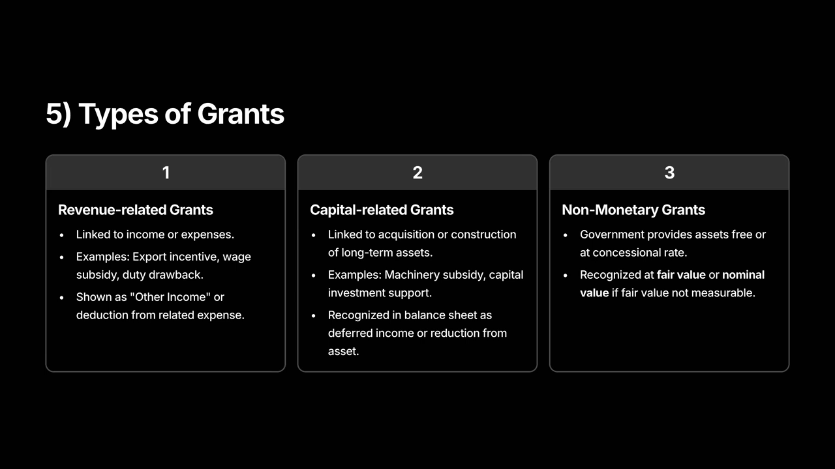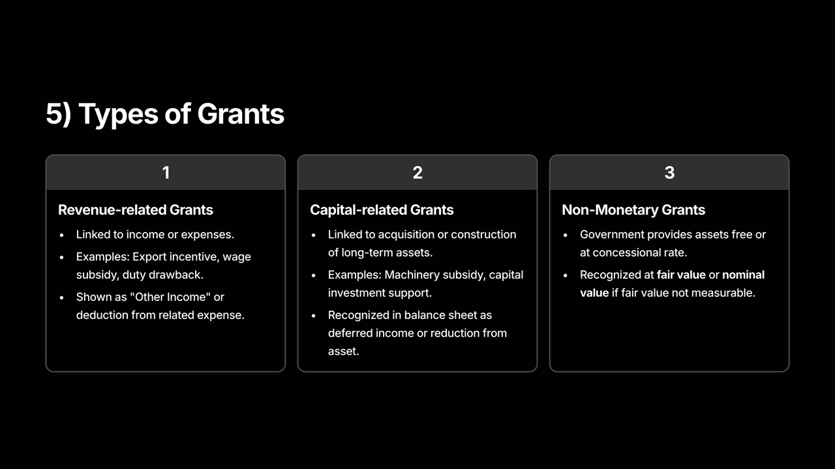Types of grants. We classify government grants into three main categories. A. Revenue-related grants. These are tied to income or expenses, like export incentives, wage subsidies, or duty drawbacks. They appear in your profit and loss statement either as other income or as a deduction from the related expense. For example, a wage subsidy might directly reduce employee cost.